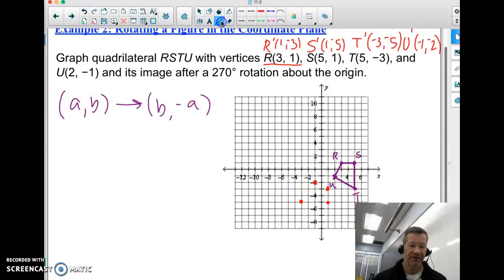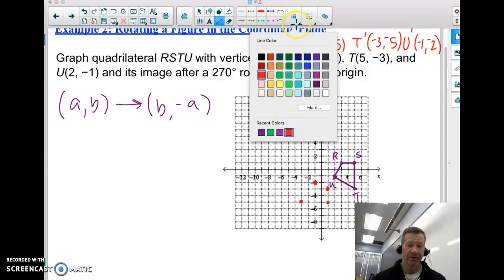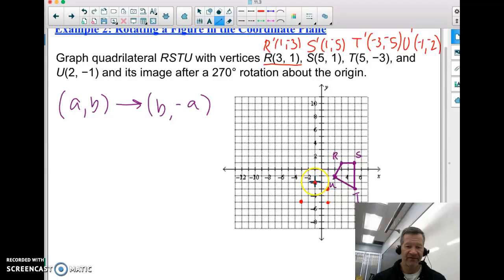So drawing this in and cheating as I usually do, this quadrilateral will now look like this. And I'm going to label those points in just a sec here. I want to draw it first so I don't have things in the way. And there we have it. So what do I have here? So I've got R prime, S prime, T prime, and U prime.